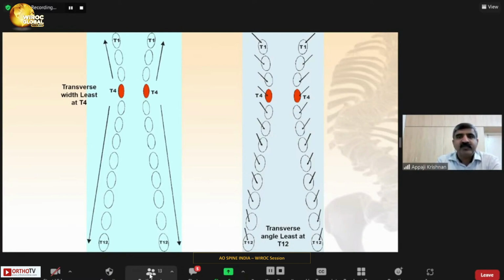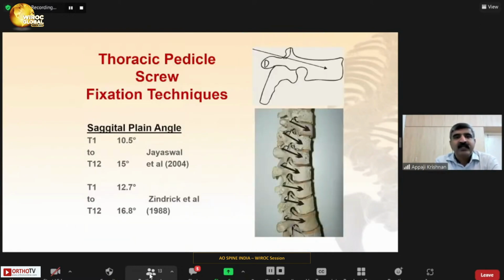As we go up from T4, T3, T2 and T1 are wider and easier to insert, and the angle of insertion is much wider, nearly 25 degrees. For thoracic pedicle screw fixation there are 2 techniques. One is the anatomical insertion technique described by Xu et al., and the other is the direct insertion technique described by Lenke et al.